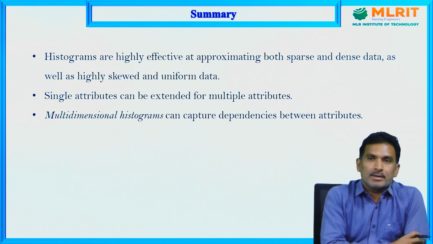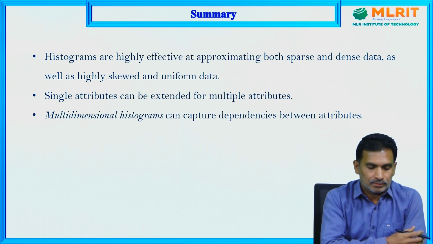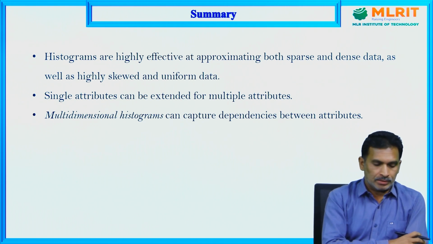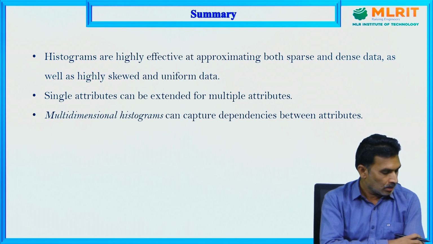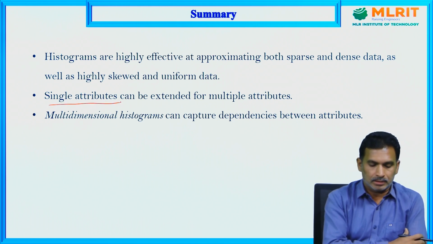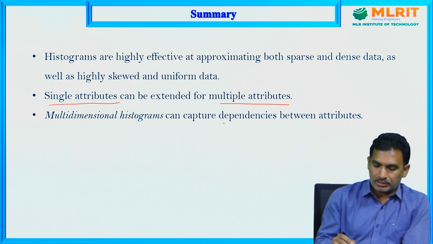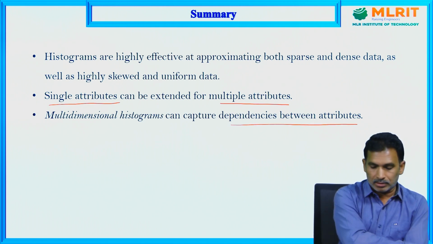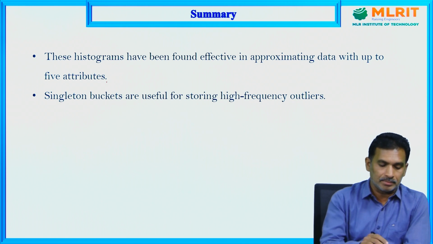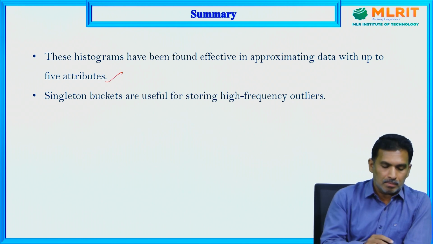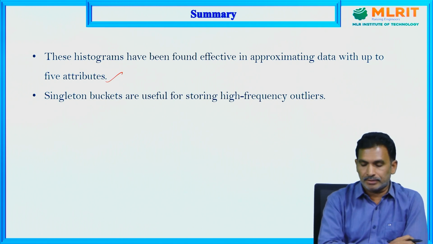If we summarize what we discussed in this lecture, we mainly discussed two important techniques for representing the reduced form of the data, that is histograms and clustering. Histograms are highly effective in approximating both sparse and dense data, as well as highly skewed and uniform data. We saw one simple example with a single attribute, but it can also be extended to multiple attributes. Multi-dimensional histograms can capture the dependencies between the attributes, because more attributes would be considered. These histograms have been found effective in approximating data with up to 5 attributes. Singleton buckets, which represent only one attribute value, are useful for storing high frequency outliers.